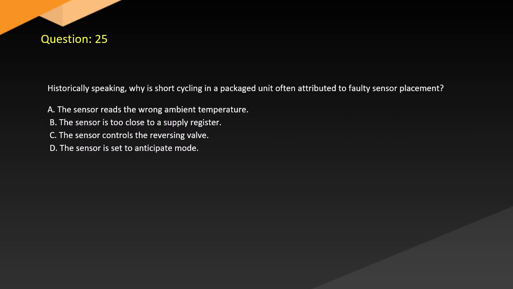Question 25. Historically speaking, why is short cycling in a packaged unit often attributed to faulty sensor placement? A. The sensor reads the wrong ambient temperature. B. The sensor is too close to a supply register. C. The sensor controls the reversing valve. D. The sensor is set to anticipate mode.